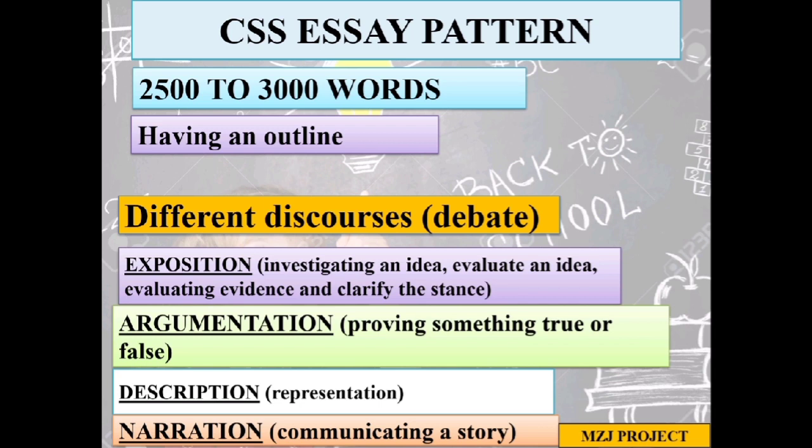For example, in exposition, what does a student do? First of all, you have to investigate the idea. What is the idea? Informal economy of Pakistan, the way forward. That is the idea provided to you by the examiner. So first of all you will observe this idea: what is the word informal, what does it mean? Informal here in this context means undocumented. Economy of Pakistan, what is economy?